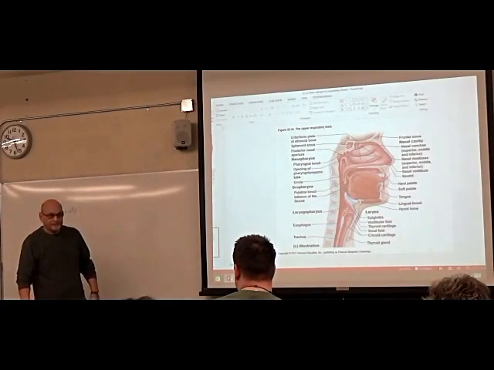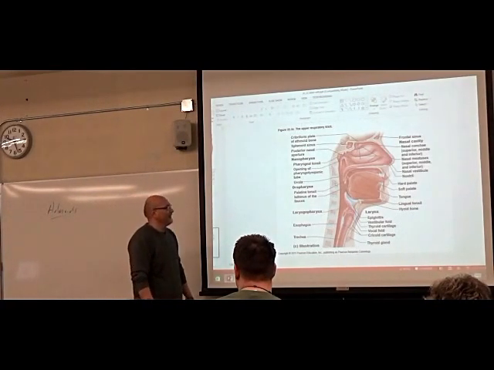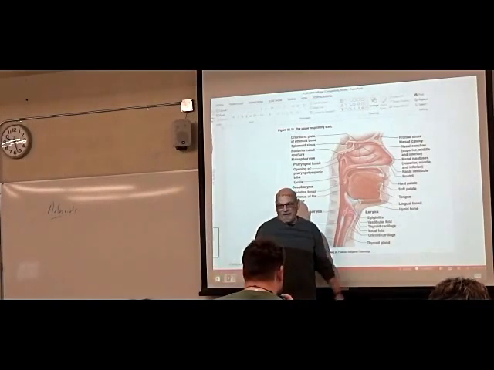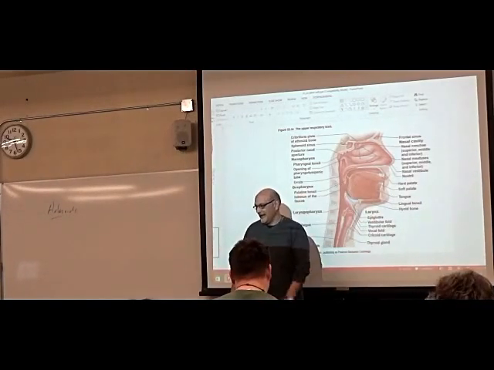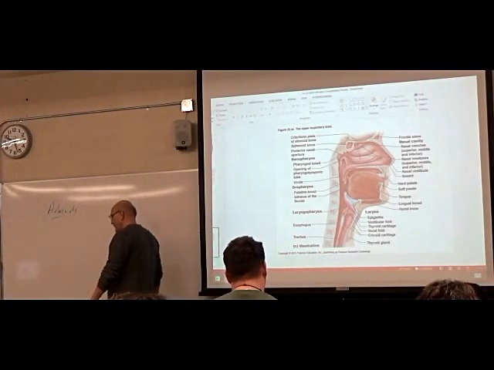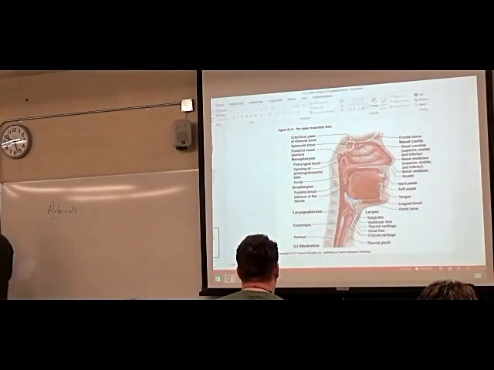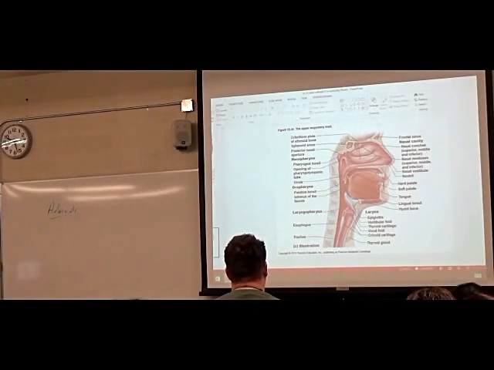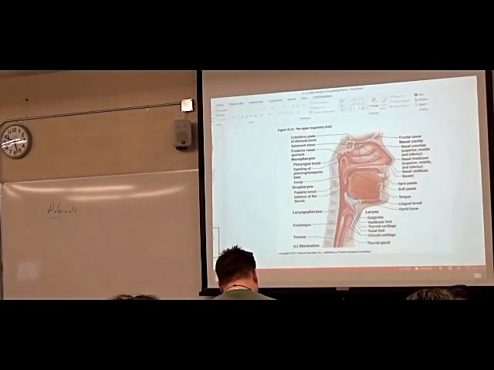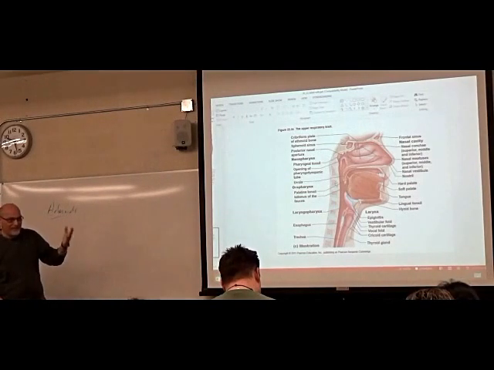So we look inside the mouth. First of all, we have a nice big tongue in there. Tongue is all muscle. What three muscles control the tongue for movement? You've got styloglossus, hyoglossus, and genioglossus. They all have glosses.